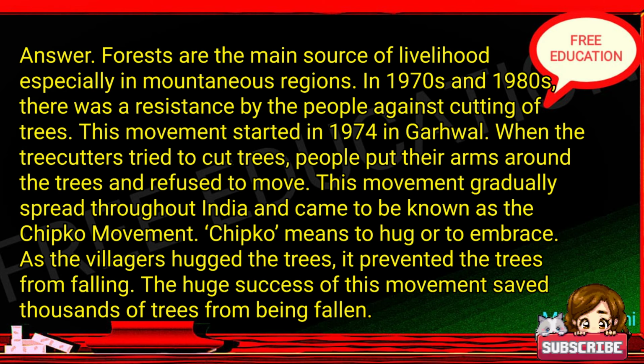When the tree cutters tried to cut trees, people put their arms around the trees and refused to move. This movement gradually spread throughout India and came to be known as the Chipko movement. Chipko means to hug or to embrace. As the villagers hugged the trees, it prevented the trees from falling. The huge success of this movement saved thousands of trees from being felled.